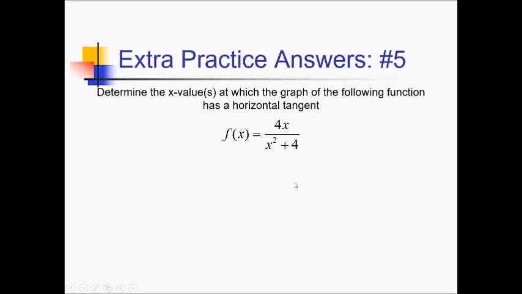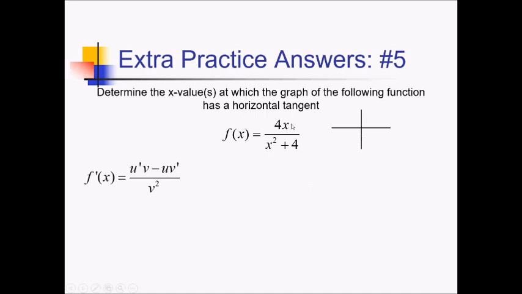On this one, I'm trying to figure out x values where this graph has a horizontal tangent. So I'm basically trying to figure out where the derivative equals 0. Let me find the derivative. I'm going to need the quotient rule on this one. So u prime v minus uv prime over v squared. And let me use the box and ribbon to help me with this.